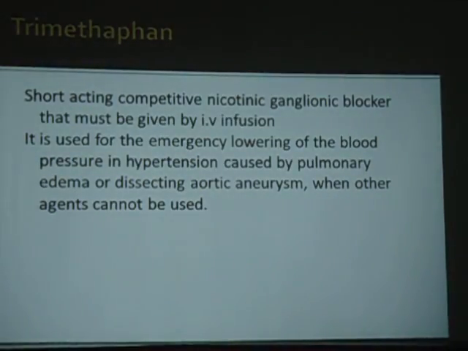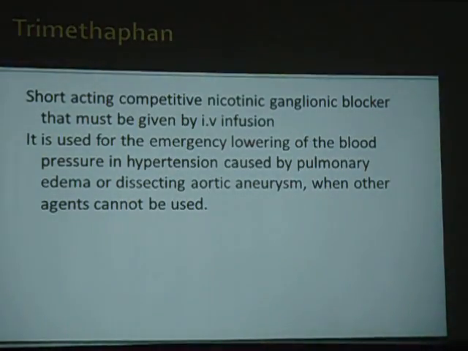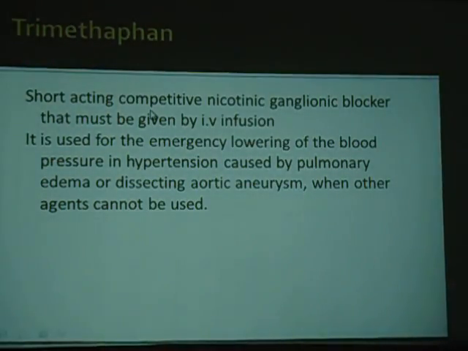So trimethaphan, again, it's a short-acting competitive nicotinic ganglion blocker and is given by IV route. Okay. When no other drug is available or the patient is in hypertensive crisis, maybe something like 200 by 100, something like that, so we can use these drugs, the ganglion blockers, where the central acetylcholine action can be prevented to decrease the blood pressure. Okay. And they are also used in dissecting aortic aneurysm where other agents are not used.